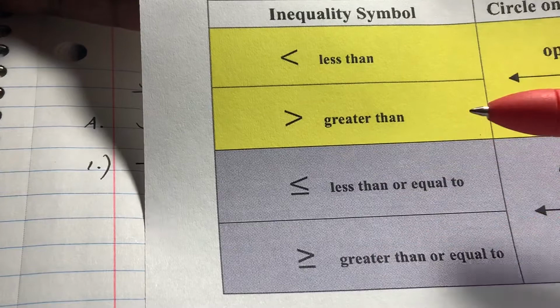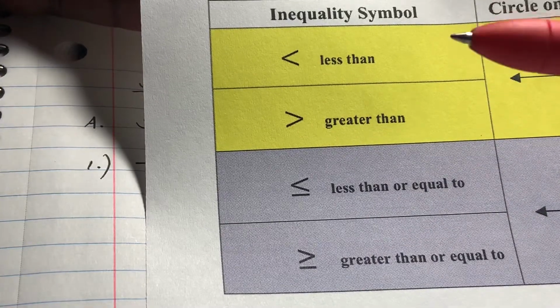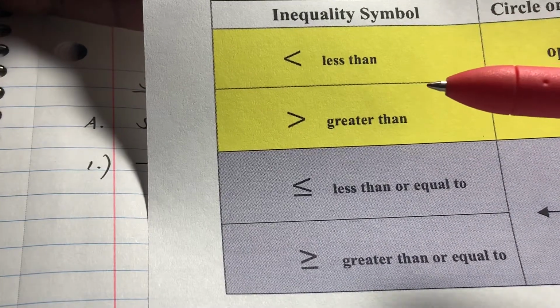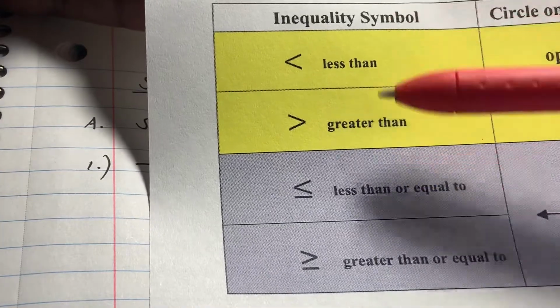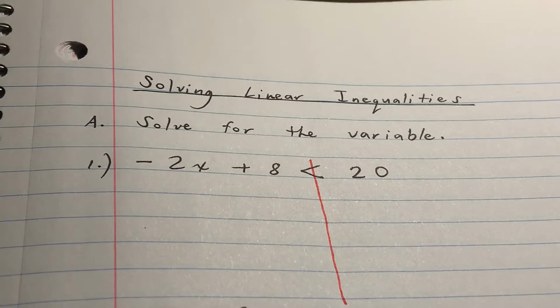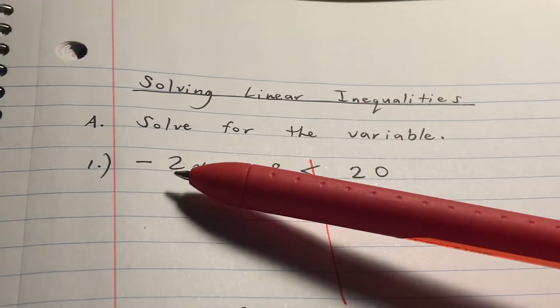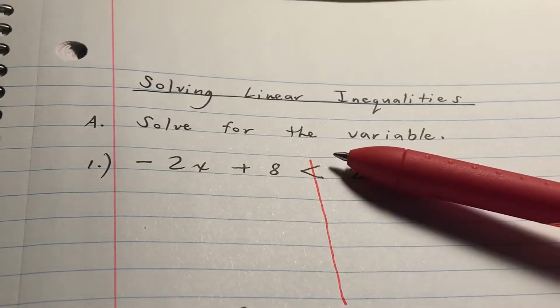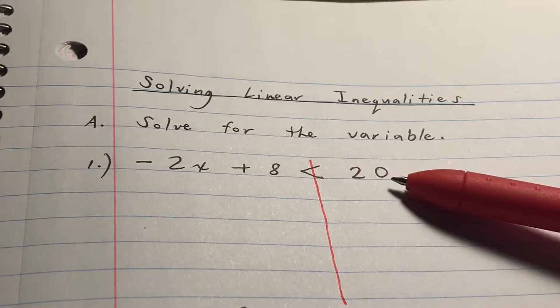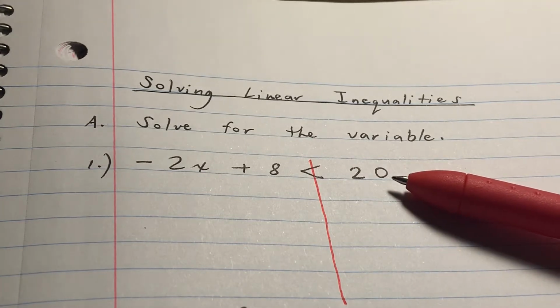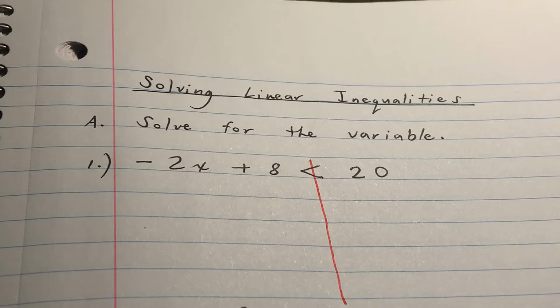Okay, we're going to look at this page a little bit later when we talk about something called graphing the solution set. But right now, I just want to show you the 4 inequality symbols. All right, getting back to the problem. So this problem says negative 2x plus 8 is less than 20. Okay, how do we solve for the variable?